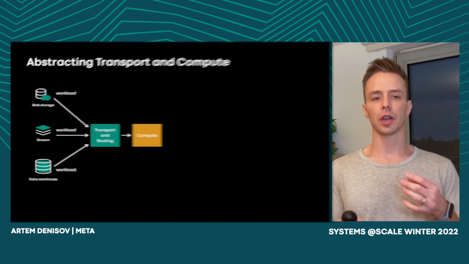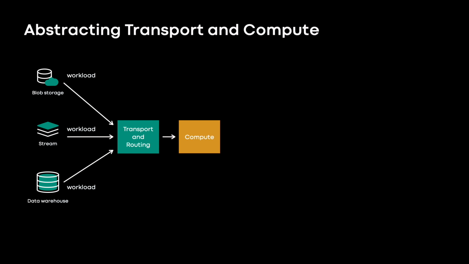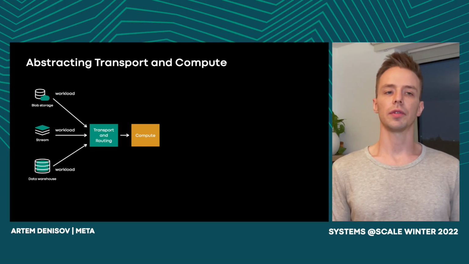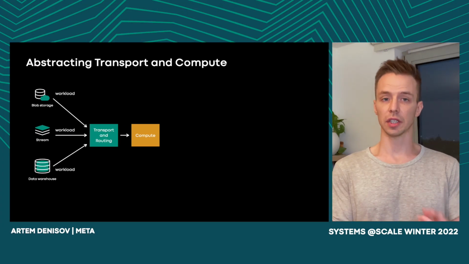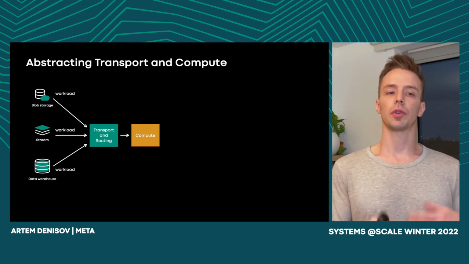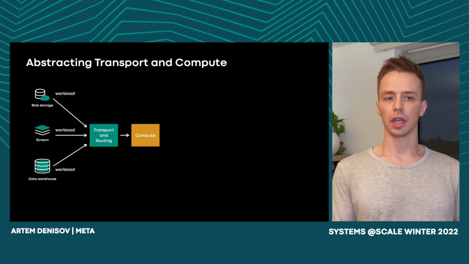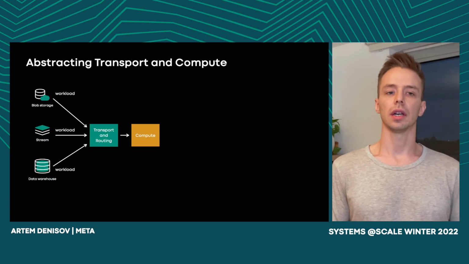So first, the very obvious thing to do in this situation is to try to break down the system into smaller components and abstract them in such a way that they have very clear responsibility and a very clear contract between each other. So that's what we tried to do. First of all, we tried to abstract the transport and compute layer from the actual source and ingestion, where the data is stored.